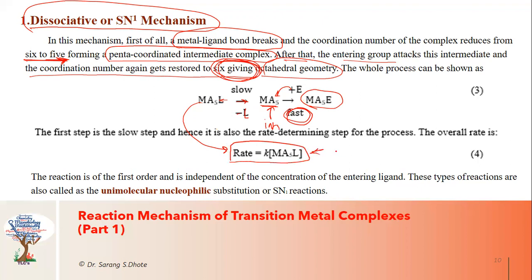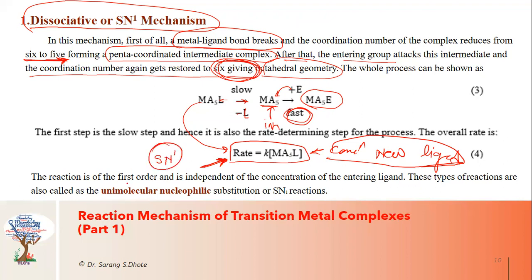this reaction does not depend upon the concentration of the new ligand. कॉन्सेंट्रेशन ऑफ न्यू लिगैंड के ऊपर ये रिएक्शन डिपेंड नहीं है. This reaction totally depends upon the concentration of the reactant only. So this is the SN1 type of reaction. SN1 type of reaction means it depends on the concentration of only one reactant, इसको बोला जाता है SN1. This is the unimolecular nucleophilic substitution reaction, that is SN1.